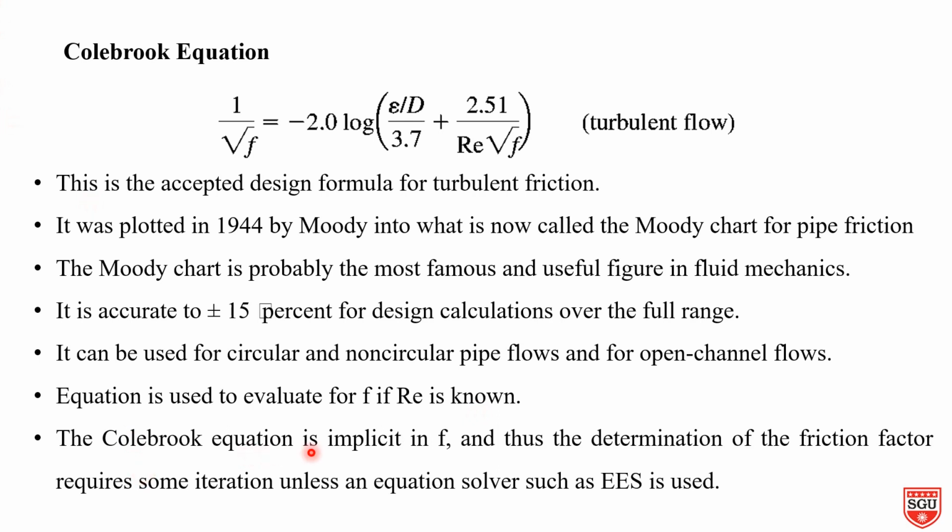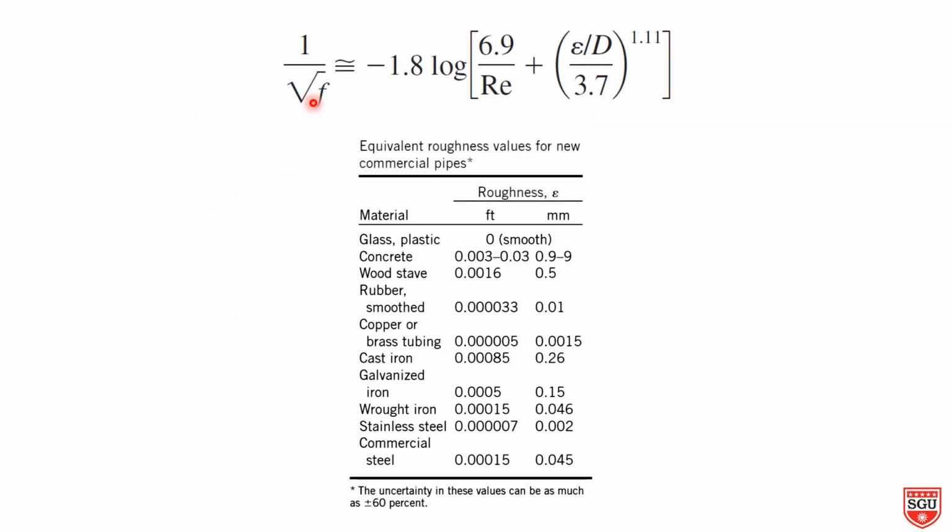The Colebrook equation is implicit in F, means F is here also present and here also present, and thus the determination of the friction factor requires some iteration unless an equation solver such as EES is used. By using some equation solver, we have to find out the value of under root F. So that is found after some iteration. 1 by under root F is approximately equal to minus 1.8 log of 6.9 by Re plus epsilon by D divided by 3.7 raised to 1.11.